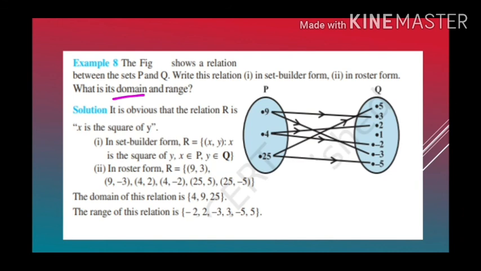Now domain and range. Domain is the collection of first elements of the ordered pairs, which will be 9, 4, 25. And range is the collection of second elements in the relation set. So it will be 3, -3, 2, -2, 5, -5.